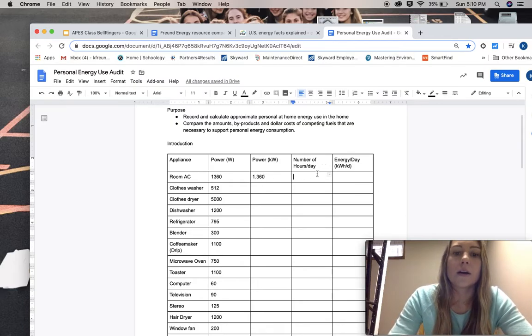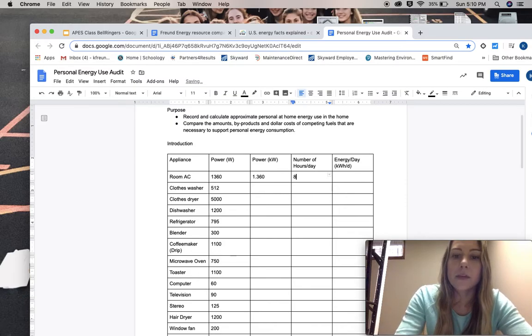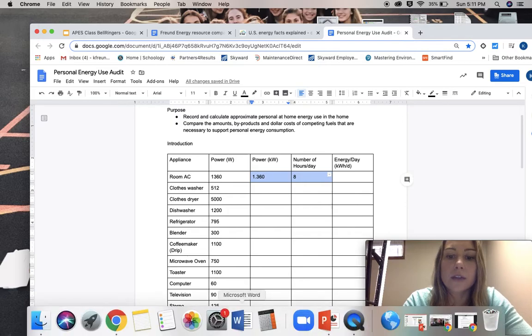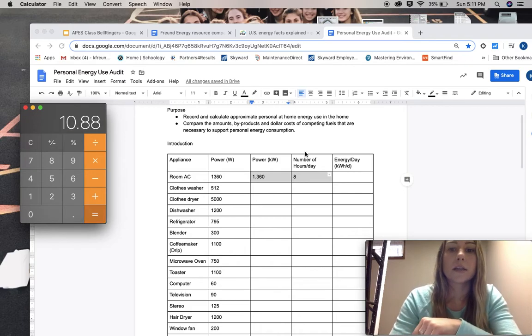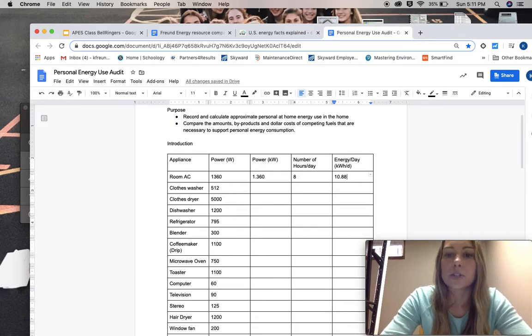Now, say I use my AC, I don't know, maybe 8 hours out of the day each day if it's summertime. And then to get energy per day, we're going to multiply kilowatts by hours per day. So essentially, we're just multiplying these 2 numbers together. I get out my handy dandy calculator and I go 1.360 times 8, and that's 10.88 kilowatt hours per day.